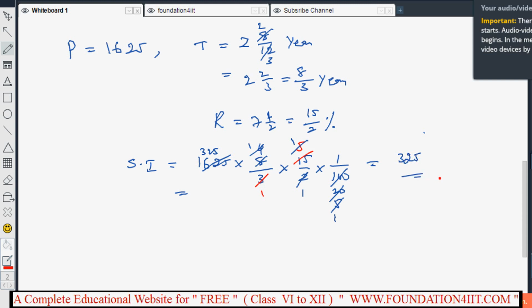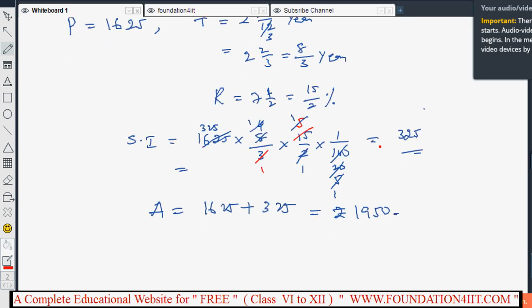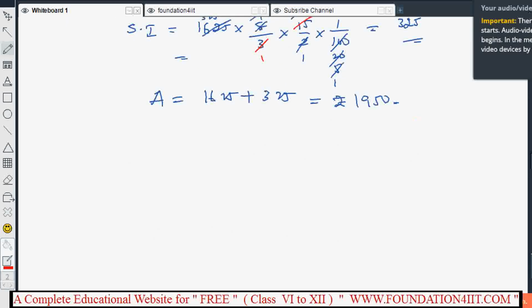Now if they are asking find out the amount, so amount is equal to principal, that is 1625, plus interest is 325, that is 1950. Okay, 1950 is the total amount. Fine. Now when I give a particular time, so and so date to date, how to find out? Okay, let's see here.